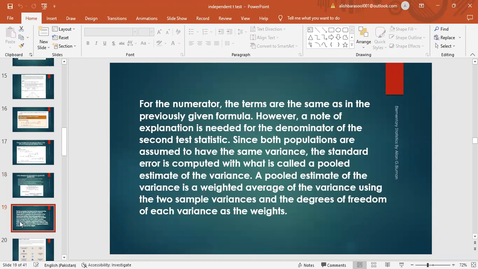For the numerator, the terms are the same as in the previously given formula. However, a note of explanation is needed for the denominator of the second test statistic. Since both populations are assumed to have the same variance, the standard error is computed with what is called a pooled estimate of the variance. A pooled estimate of the variance is a weighted average of the variance using the two sample variances and the degrees of freedom of each variance as the weights.